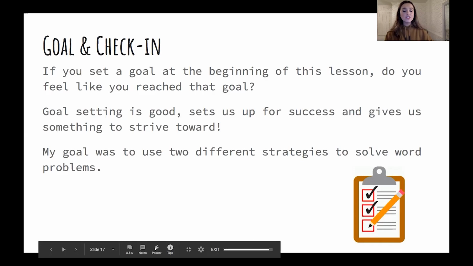So my goal was to use at least 2 different strategies to solve word problems. And of course we did that because we used the tape diagram first, and then we used our little units to group together and solve these problems. So I do feel like I hit my goal for the day.